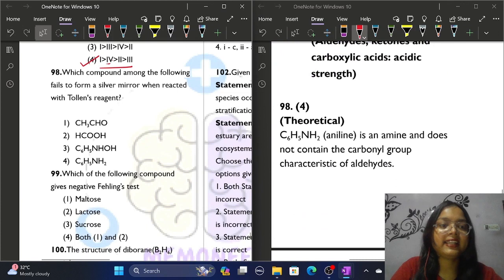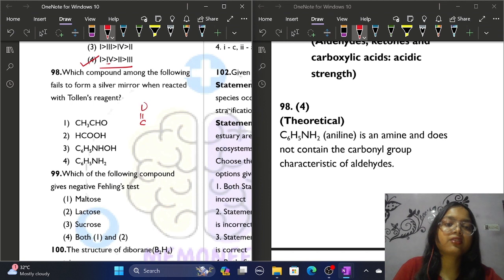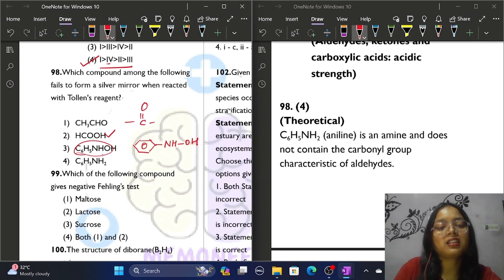For question number 98, which compound among the following fails to form a silver mirror when reacted with Tollens reagent? For Tollens reagent, a carbonyl group has to be there. This is the compound which will also react with Tollens reagent. This one also has the carbonyl group, and this aldehyde also has a carbonyl group. Option 4 will be the correct option because it will not react with Tollens reagent. It is a primary amine.